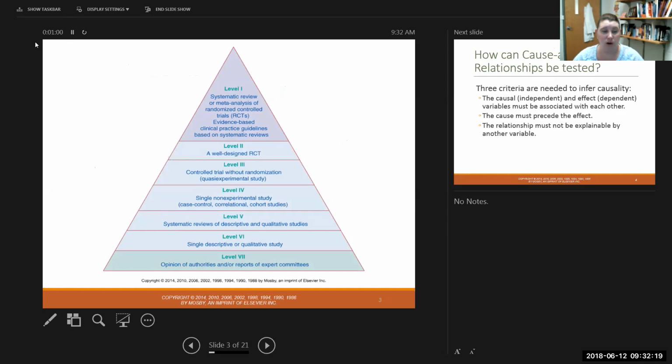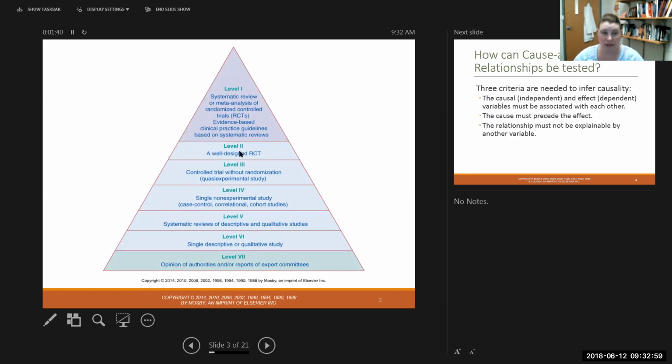So as I said before, last week when we were looking at qualitative, you can see here levels 5 and level 6 talk about qualitative studies. A level 6 qualitative study is one single study. A level 5 is where there's a systematic review of a number of studies. Level 7, as I might point out again, is simply literature reviews of people that are just reviewing the literature to see what others are saying out there, the opinion of authorities or reports of committees. So again, a literature review would be a level 7.